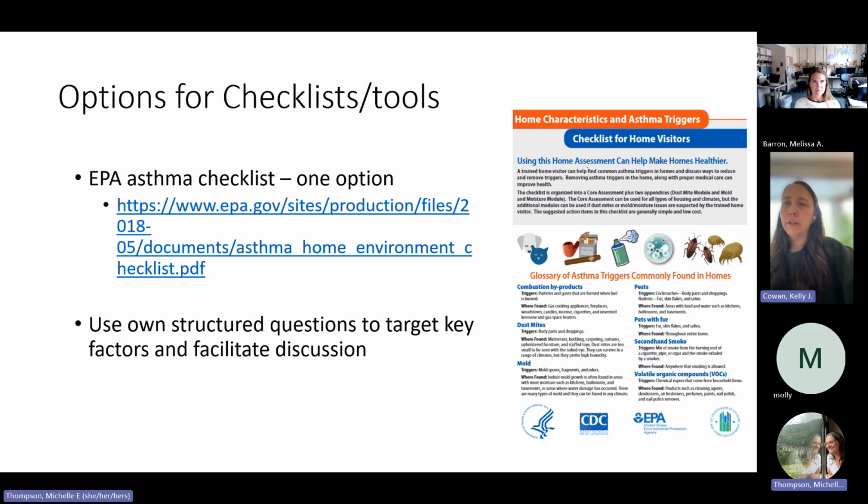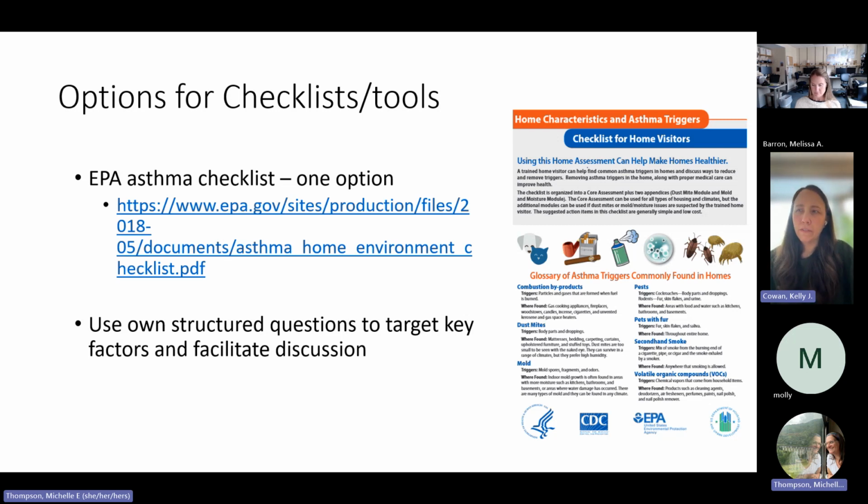So let's talk about some options for checklists and tools to use to evaluate the home environment. One of these is the EPA asthma checklist. There are some links here, but what I'll show you on the subsequent slides is what that checklist looks like. And this is nice because it gives some things for families to visualize, well, what could potential triggers be at home and what they may suspect to be problematic. And it gives what are mostly low-cost solutions for intervention.